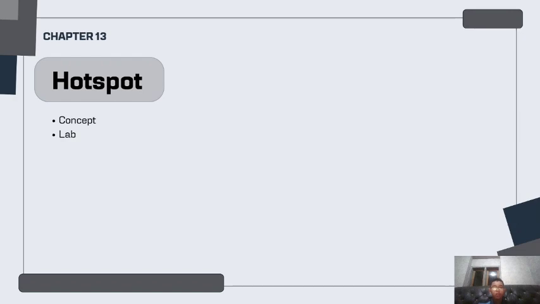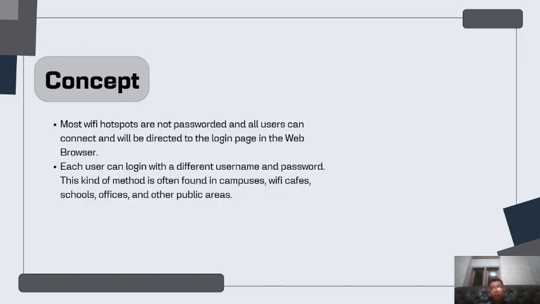In chapter 13, which is Hotspot, I will explain the concept, and then I will practice in the lab. So the concept is most Wi-Fi hotspots are not password protected, and all users can connect and will be directed to the login page in the web browser. Each user can log in with a different username and password. This kind of method is often found in campuses, cafes, schools, offices, and other public areas.